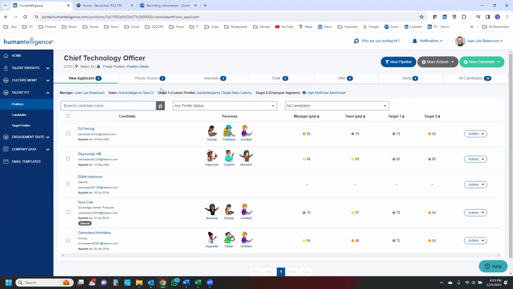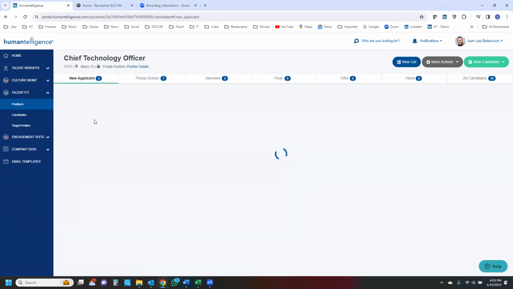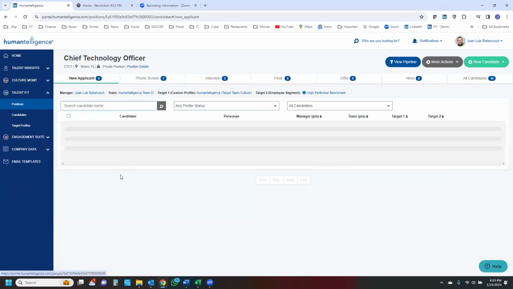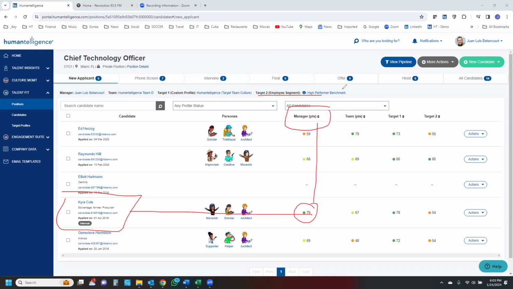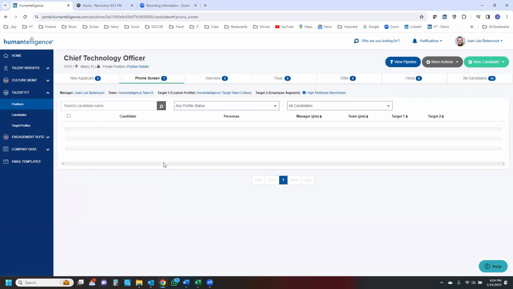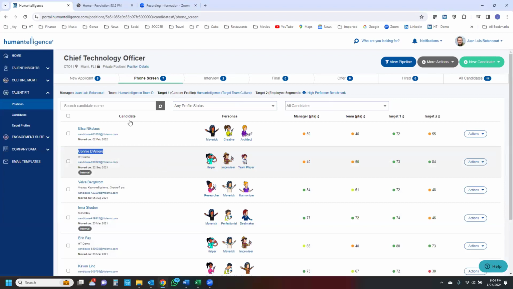recruiting tool that then takes the pipeline of candidates to the point where you can avoid hiring someone like Kyra Cole, who the manager might love at 79, but given that high performer benchmark we just went through, Kyra is not a good hire. And so instead of hiring who managers like and teams like, you might want to hire what the data tells you without the subjectivity and go for someone like Connie.